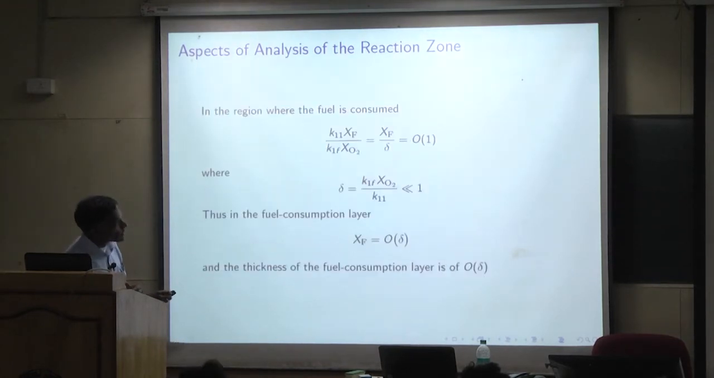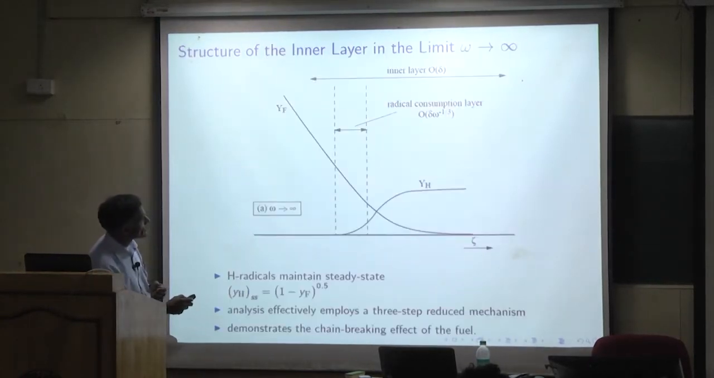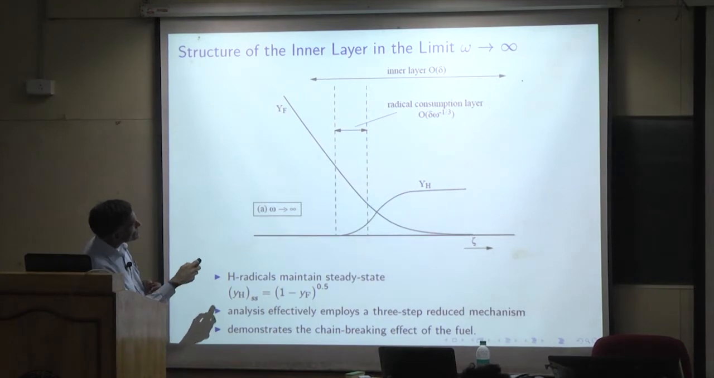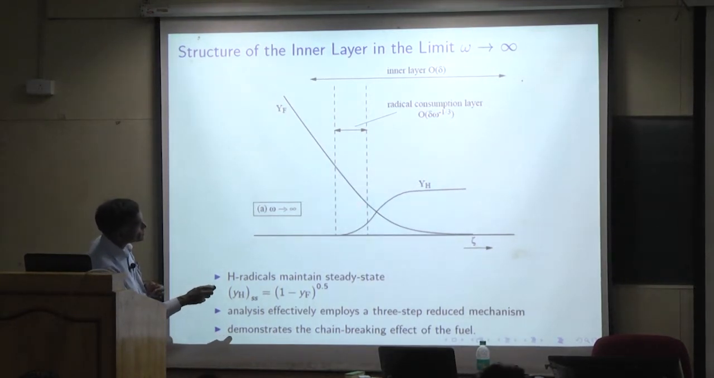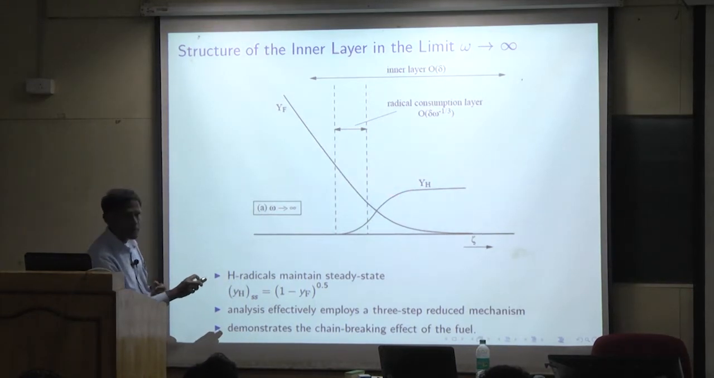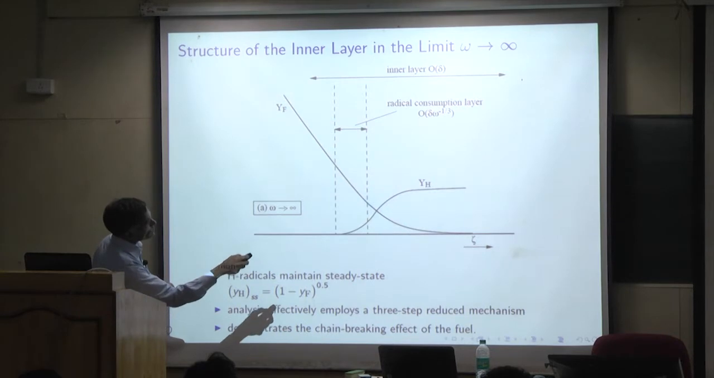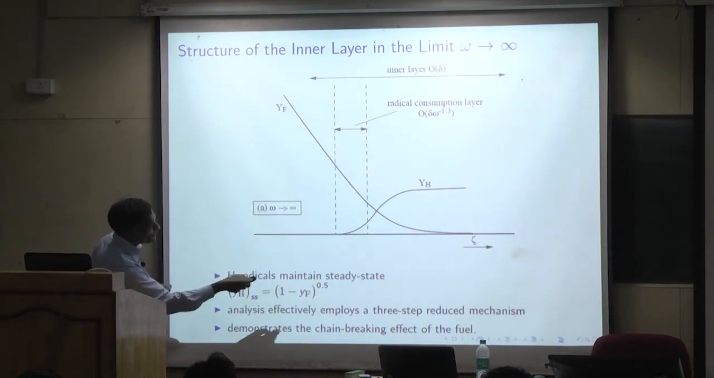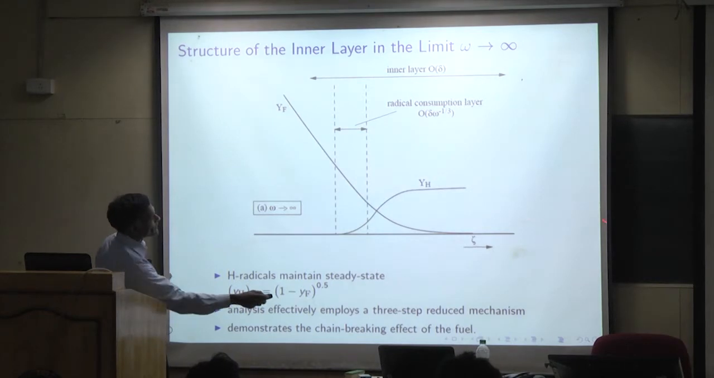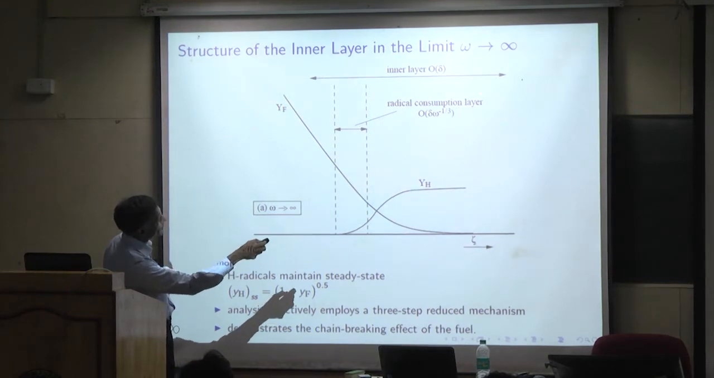If you look at the structure, the epsilon layer, the oxidation layer, is over here. But in the oxidation layer, YF is 0. It has completely disappeared, so there's no more fuel in this layer. I'm sorry, you're right, I should probably say the inner layer, the reaction layer, is over there, and maybe further down. But anyway, that's what the picture shows. This is the radical consumption.